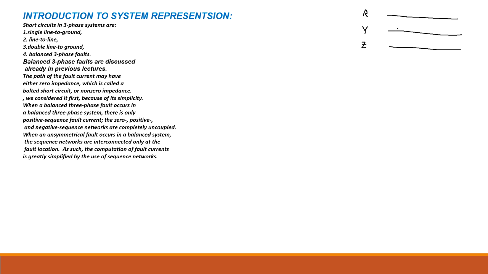The types of connections on this point may take place as follows. If we connect a point from phase R with the ground, then we have a short circuit here. Also, if we connect a point from phase Y and a point from phase Z, we also have a short circuit. Also, if we connect a point from phase R and a point from phase Y, and at the same time connect these two points with the ground, we also have a short circuit in the system.